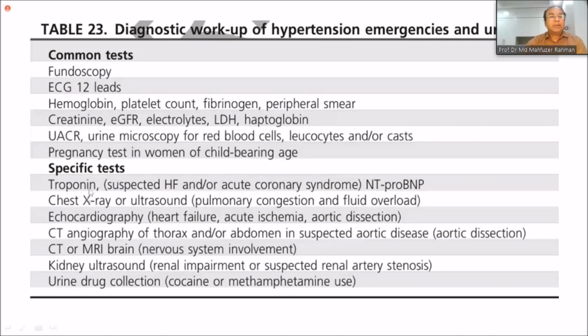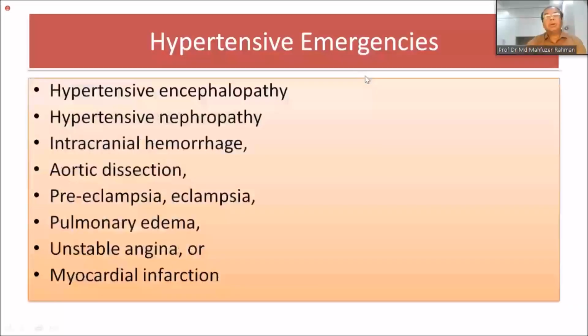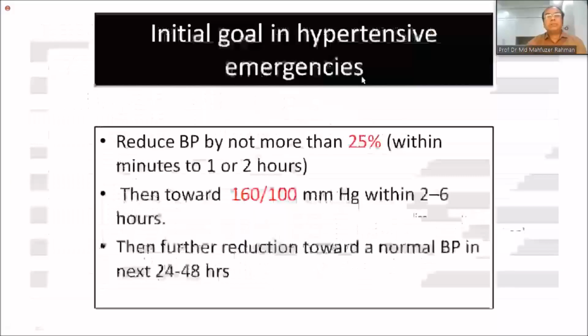Specific tests like troponin, chest X-ray, and echocardiography are done when there is suspicion of heart failure, acute ischemia, or acute dissection. Also CT angiography, CT or MRI of the brain, ultrasound, and urine drug collection. These are the investigations that might be necessary for a patient having a hypertensive emergency or urgency.